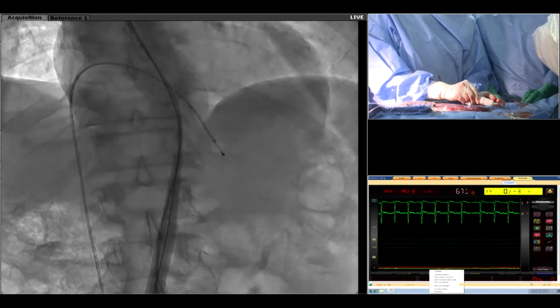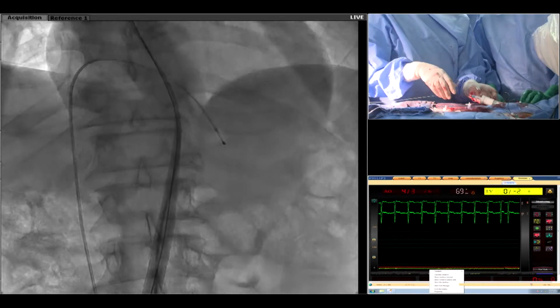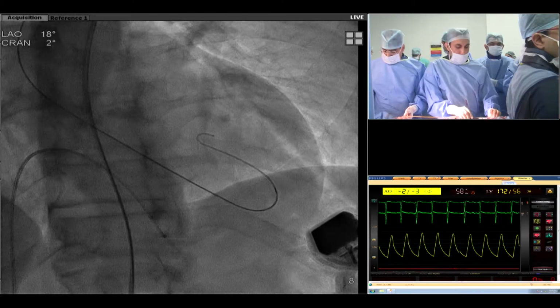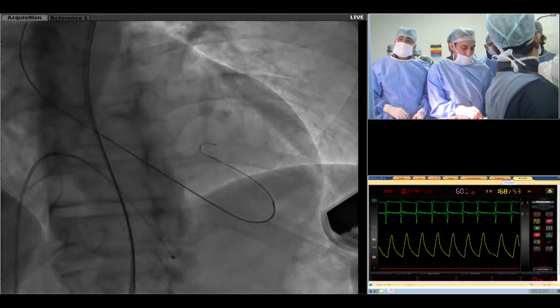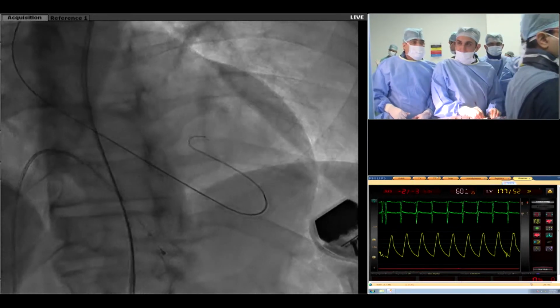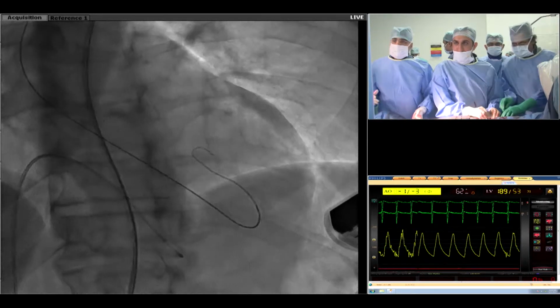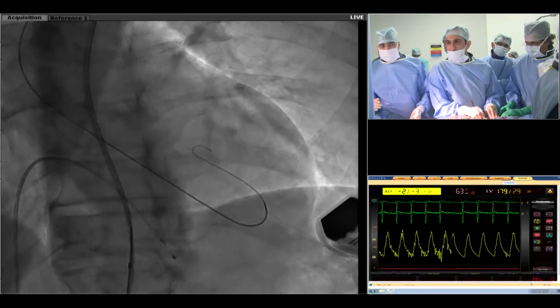All right. So there was almost no resistance. So our sheath is in. So we have crossed the LV. We have our Amplatz extra stiff wire into the LV. Now we're going with a 20 millimeter balloon.